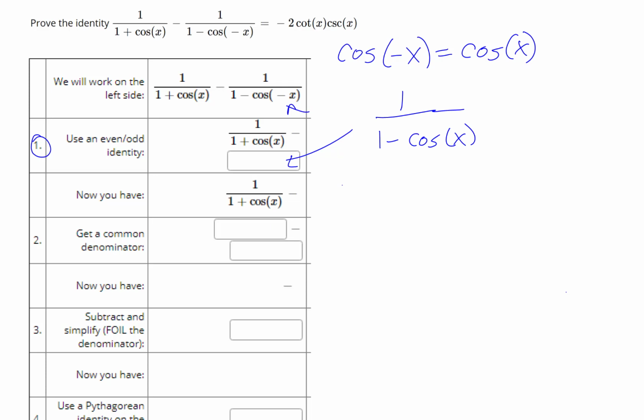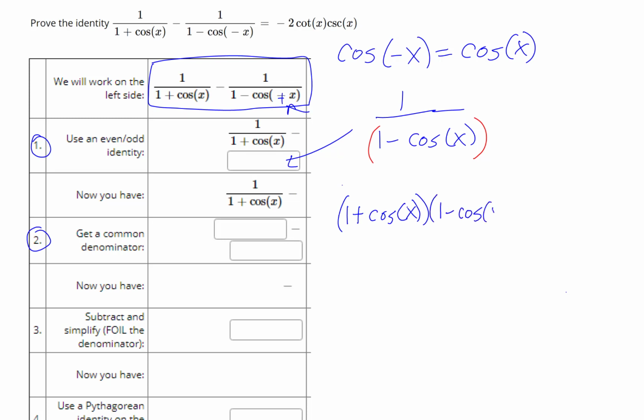without the negative. Now I'm going to also put in here, for entering in the computer, you need parentheses around here so that it knows all of that is in the denominator. Okay, after we've done that step, let's go look at step number 2, which says to get a common denominator. Now our fractions, both of them together, look like this, except this negative is gone. So the common denominator is going to need a 1 plus cosine x, and it's going to need a 1 minus cosine x.